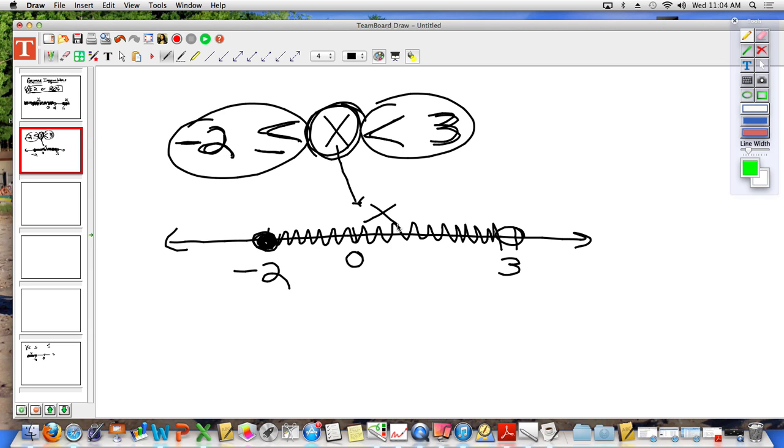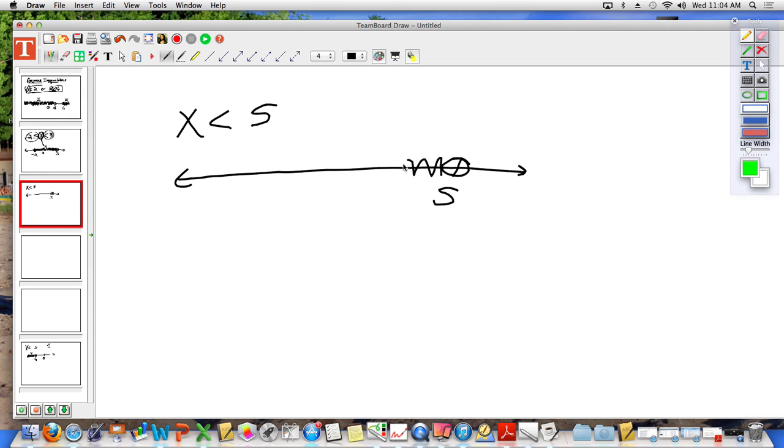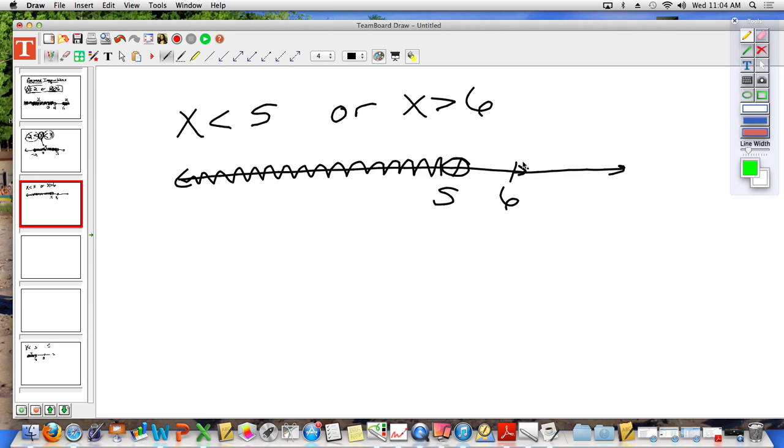Let's try a couple of more examples. Let's go back to the basics. What if it just said x is less than 5? If it just said x is less than 5, you go to 5, you put an open circle, you shade everything to the left of it. But if I add something to that and say, okay, or it could be all the x values that are greater than 6, then what you need to do is add 6 to your number line. I'm going to put another open circle, and it says x is greater than 6. So I shade everything to the right of the 6.